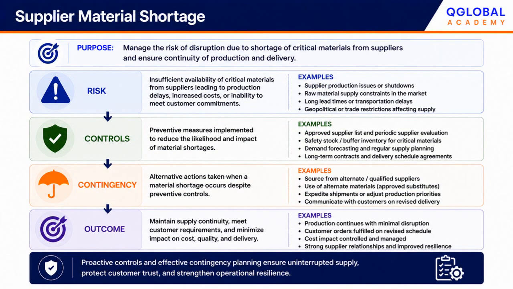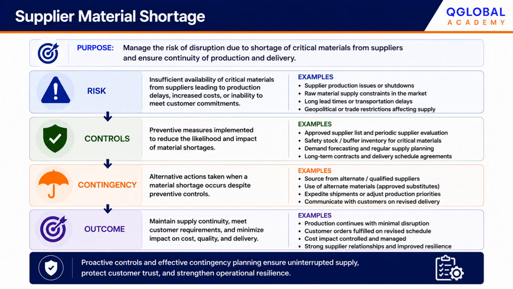This slide focuses on managing the risk of supplier material shortages. This risk occurs when essential raw materials or components are unavailable, delayed, or supplied in insufficient quantities. Such shortages can interrupt production and affect customer deliveries. Examples include supplier production issues, transportation delays, import restrictions, natural disasters affecting suppliers, or dependence on a single supplier.